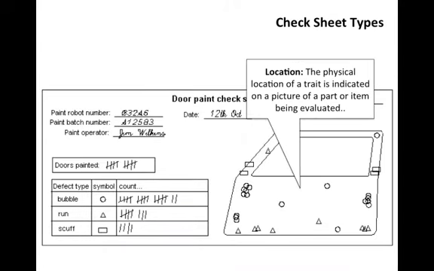The next one is a location check sheet, and this is where you look at the physical location of the trait indicated on a part or item being evaluated. So in this case there's a picture of a car door, and it shows the different types of defects and where they are on the door. So you can see if there are some things that are in certain parts of the door. This is also very similar to a concentration chart that's used, these check sheets.